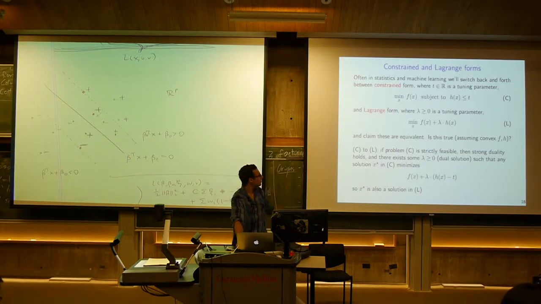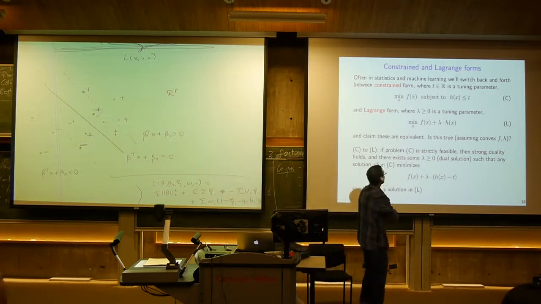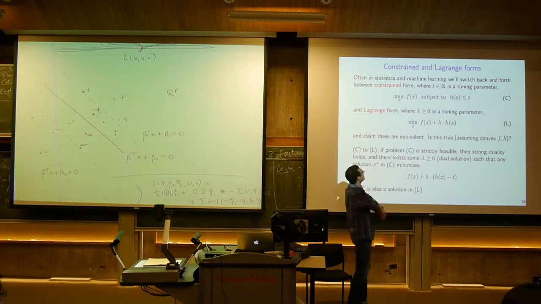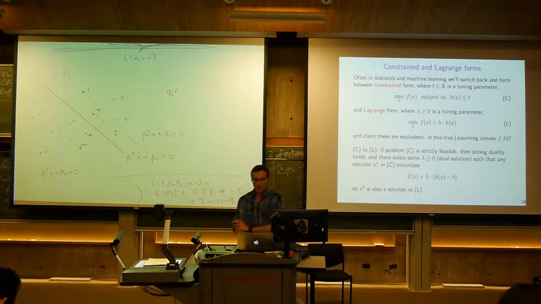So let's go through this in detail, and then we'll just state the last property and not prove it. Oftentimes in statistics and ML, we go back and forth between two different forms for problems, right? The one form that looks like this, minimize f of x subject to h of x less than or equal to t, and Lagrange form, minimize f of x plus lambda times h of x. And we think about, in each case, there being an associated tuning parameter. That tuning parameter being called t here, and this tuning parameter here being called lambda.